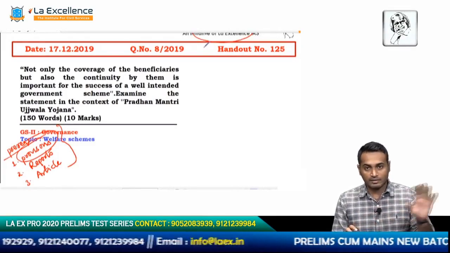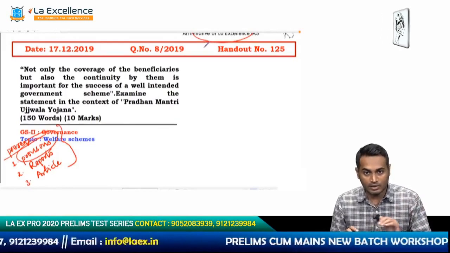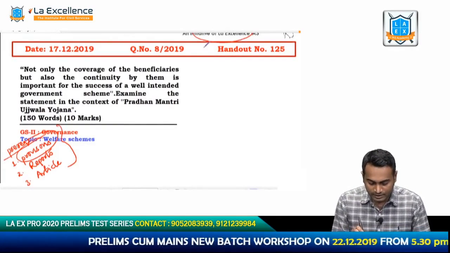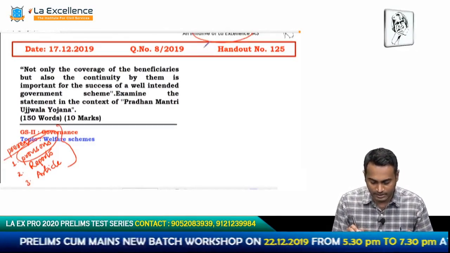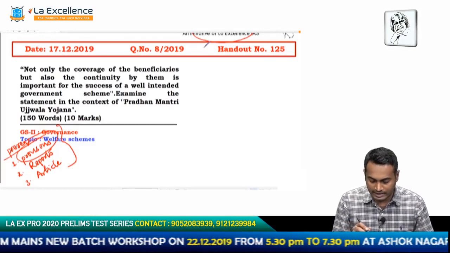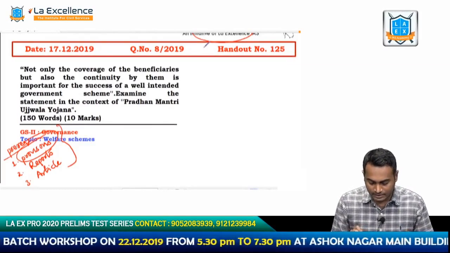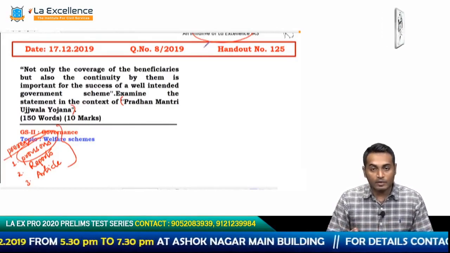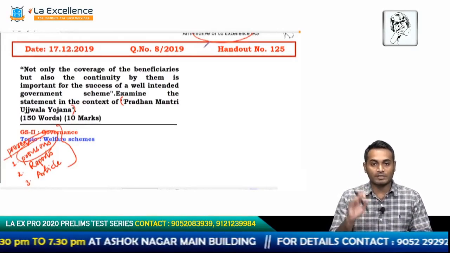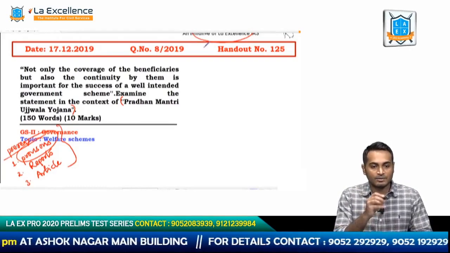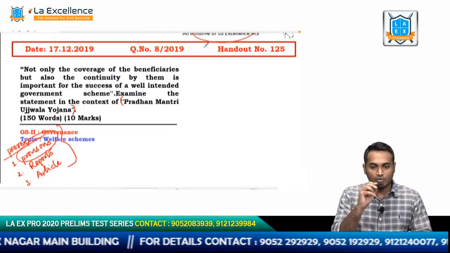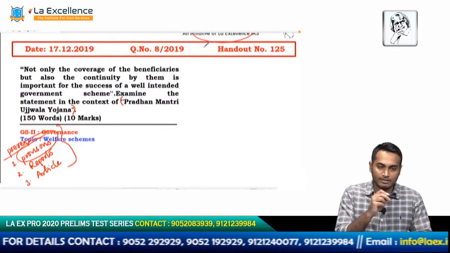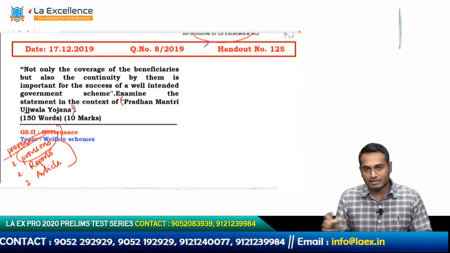Okay. So if we've seen the prerequisites, now we will read the question once and then build a framework. Not only the coverage of the beneficiaries, but also the continuity by them is important for success of a well-intended government scheme. Examine the statement in the context of Pradhan Mantri Ujjwala Yojana. So while in other questions, it was easy for us to identify the subparts because we could directly see that it was asking for us the problems. So we wrote it as theme 1, and then it asked for the solution where we wrote as subpart 2, and then we wrote the same subparts in the structure.